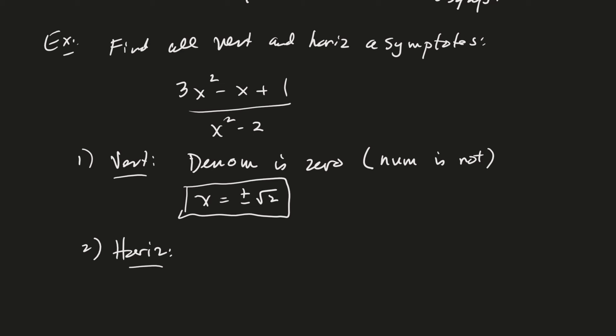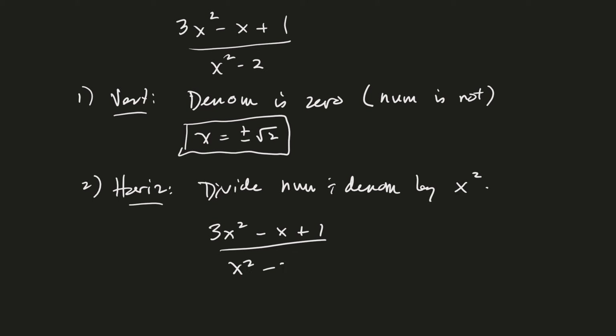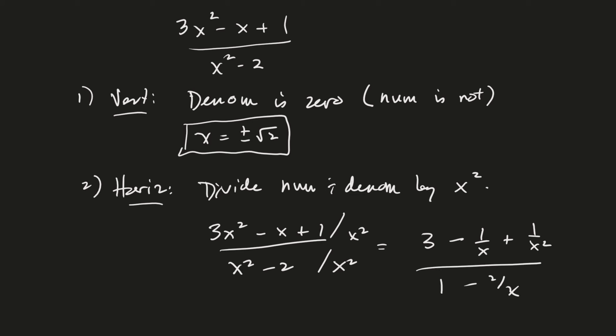Now we're going to get a new technique for finding a limit, and we're going to divide numerator and denominator by the highest power of x, in this case x squared. And let's see what we get if we do that. Let me write it down first. 3x squared minus x plus 1 divided by x squared minus 2, and divide by x squared, divide by x squared. Okay, so if we do that, feed that x squared through. Okay, and then you have 1 minus 2 over x squared.